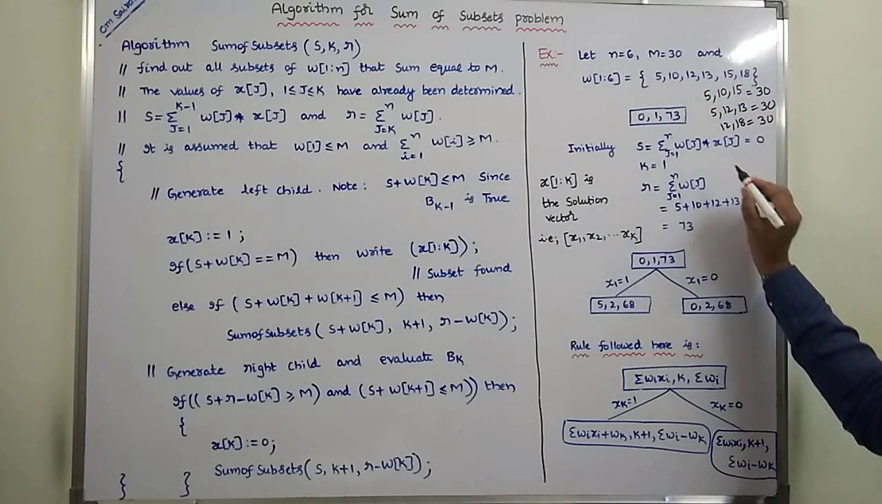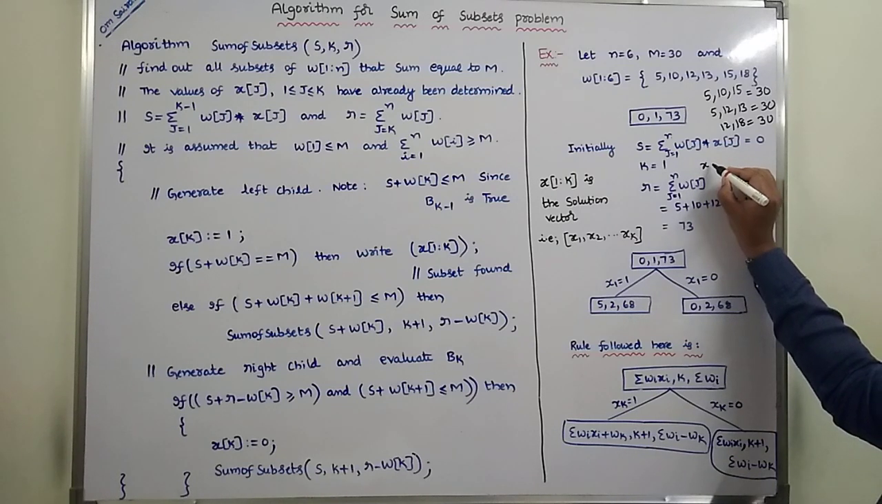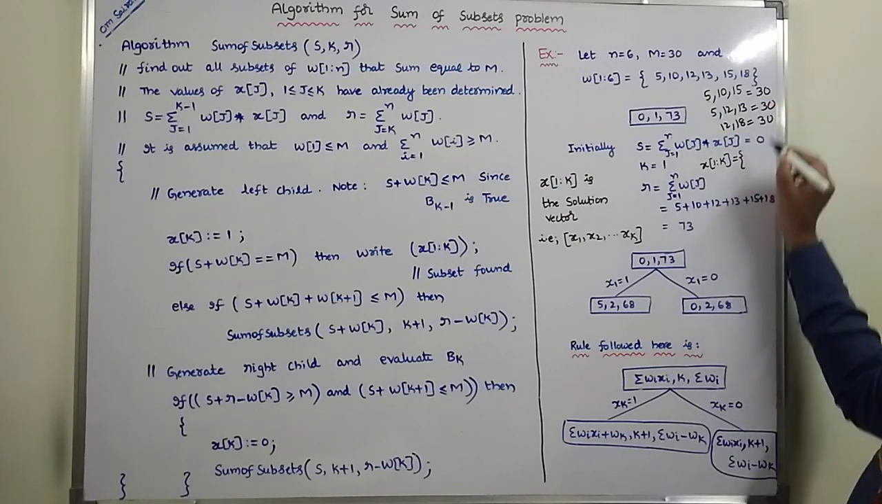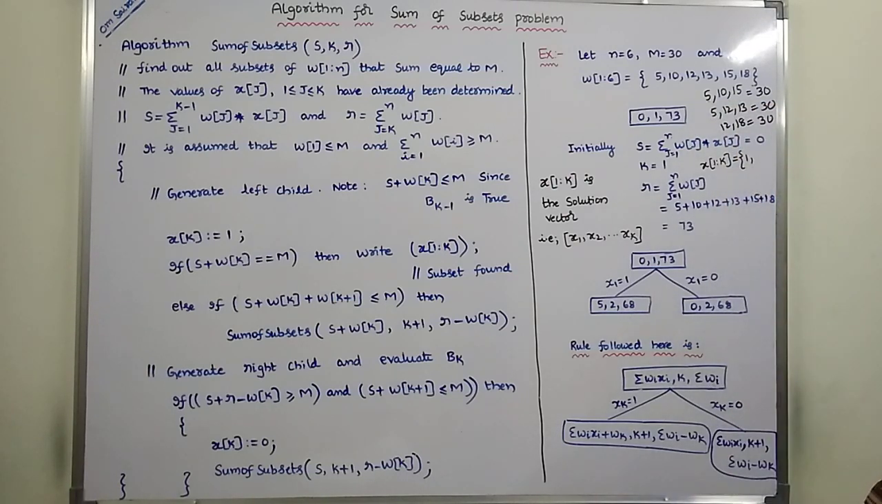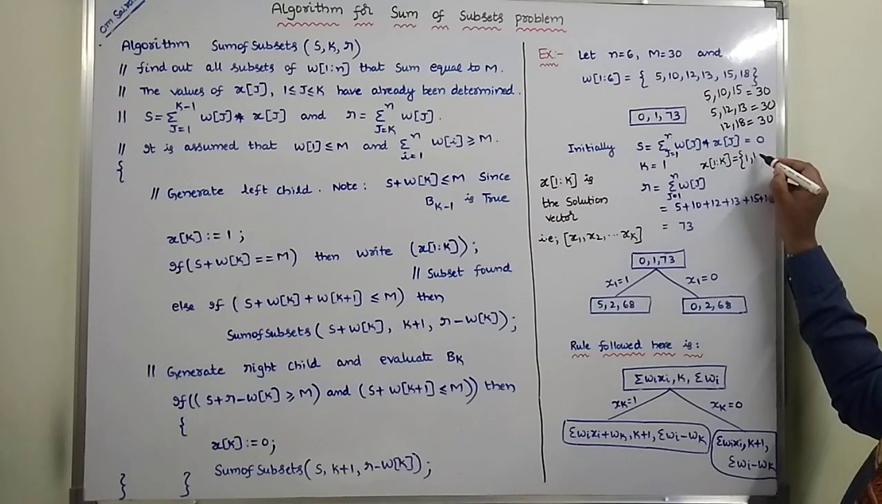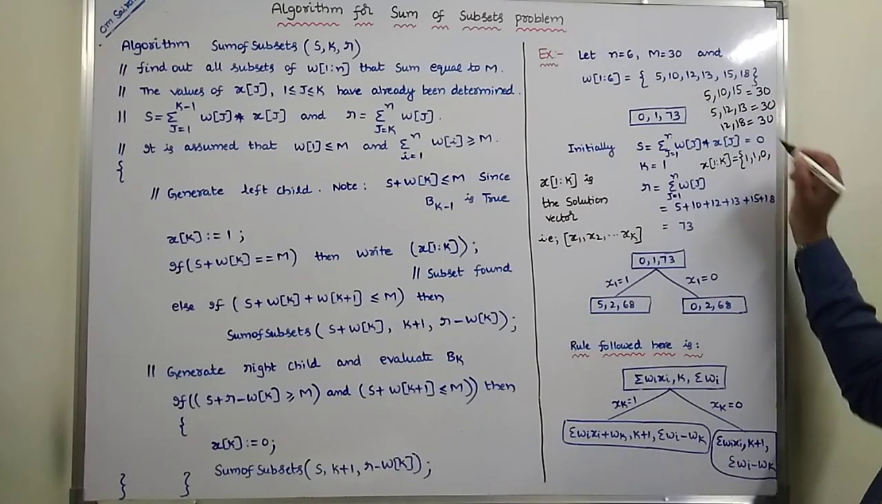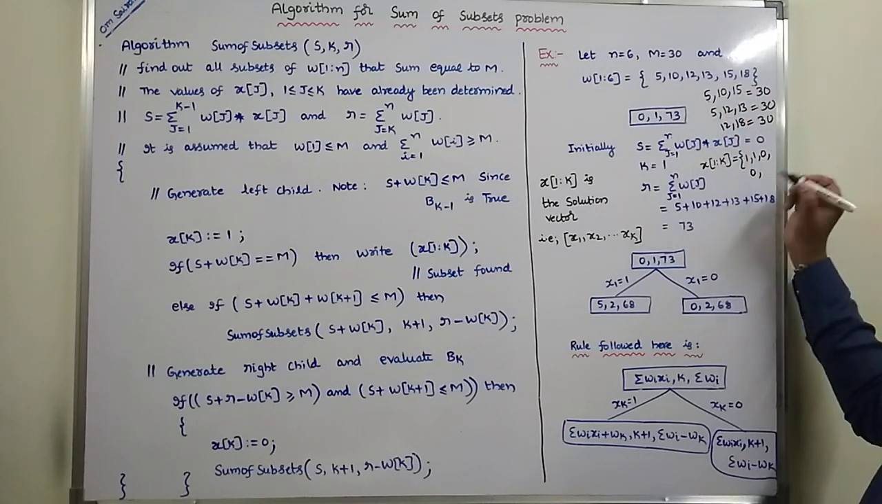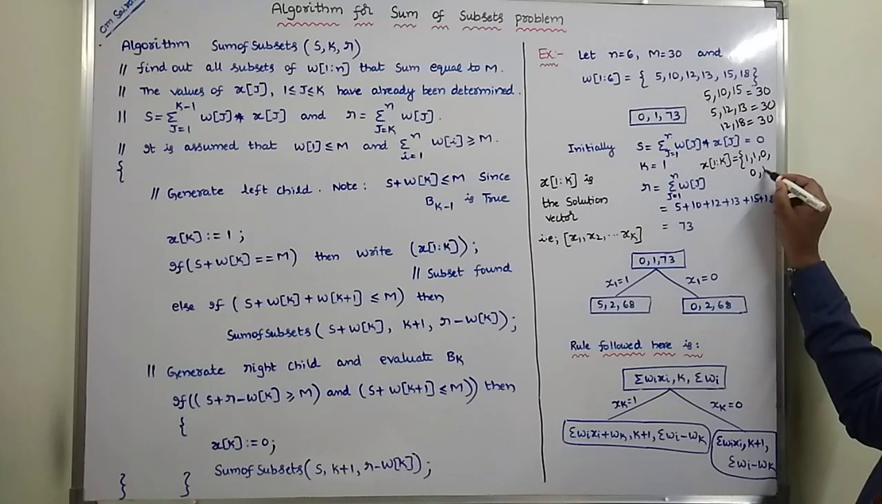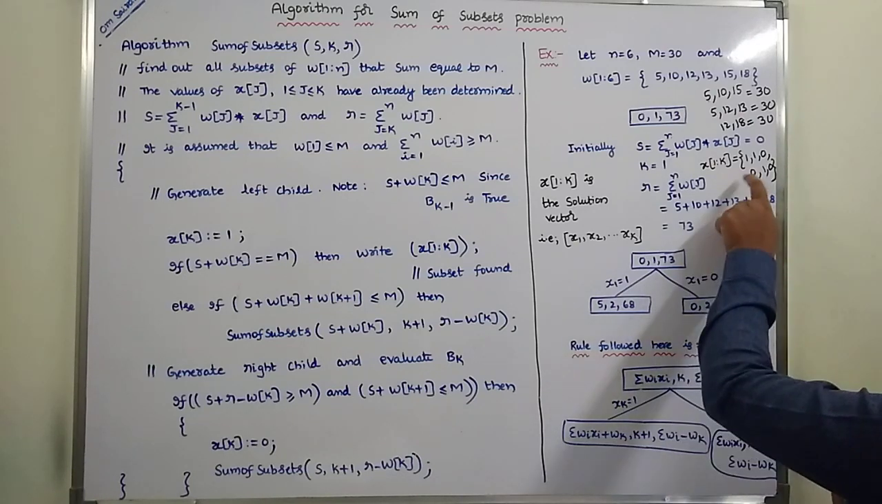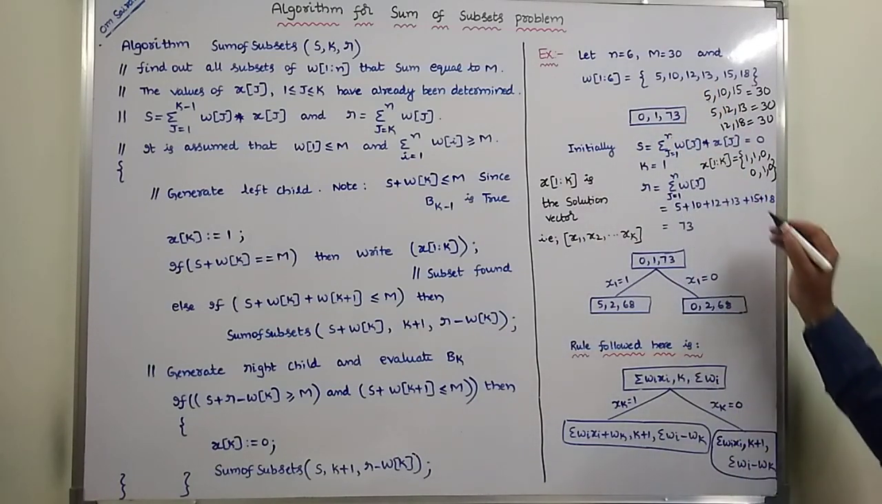So this can be written as x of 1 to k is equal to: the first object weight is considered, that is 1. Second object weight is considered, that is 1. Third object we do not consider. Fourth object we do not consider. Fifth object we consider. Sixth object we do not consider. This is the first solution.